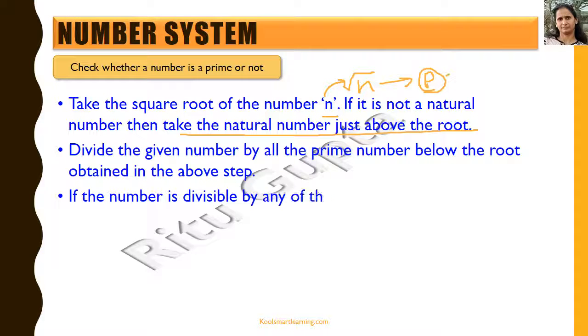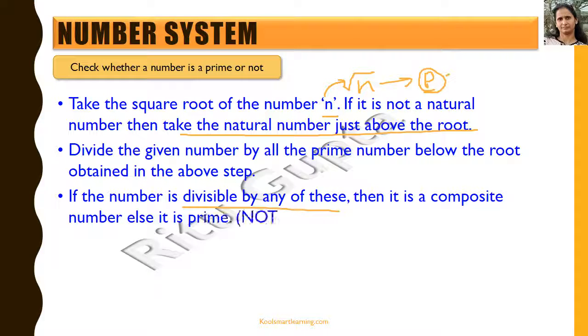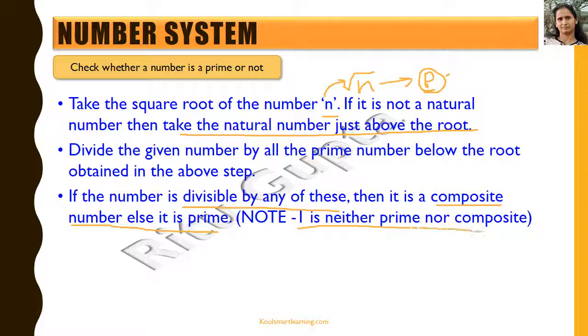Now if n is divisible by any of these, then it is of course a composite number, else it is a prime number. The important thing to notice, one is neither prime nor composite, so that is not to be considered for this division purpose. Let's take an example. Say for example, we want to check whether 241 is prime or not. Now the standard approach is to check for all the prime numbers less than 241, but that is obviously a more time consuming approach. We should not be doing that.